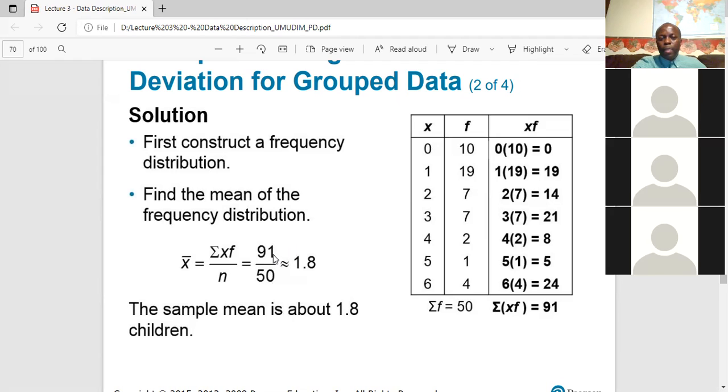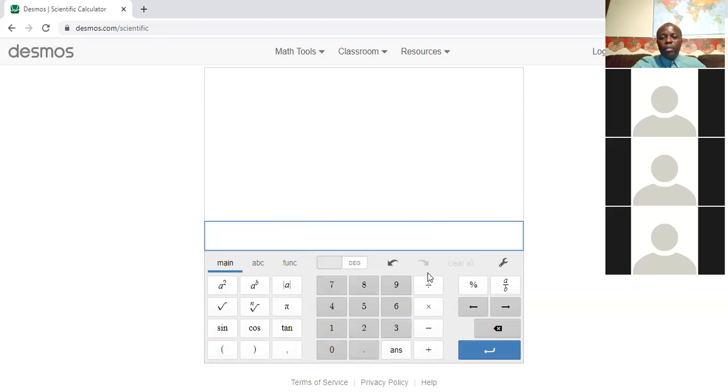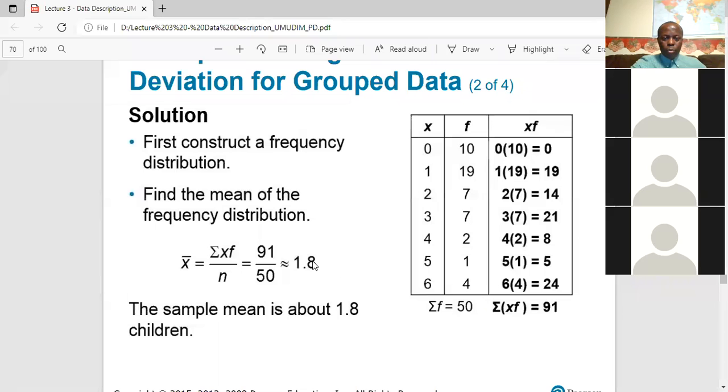You divide it. So 91 divided by 50. Just double checking. 91 divided by 50 gives us 1.82. So which is 1.82. So if you round it, it's going to be 1.8.